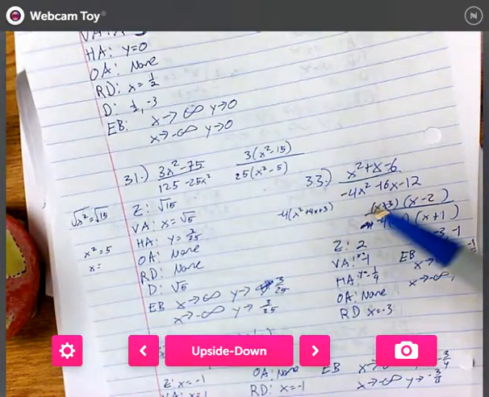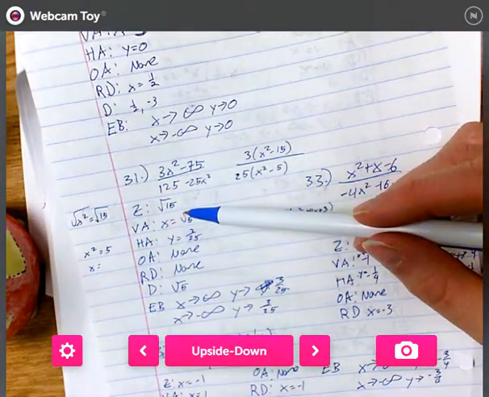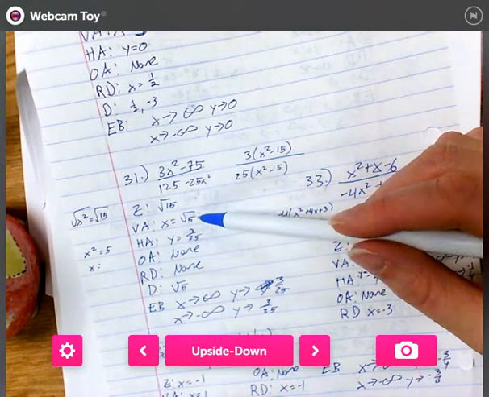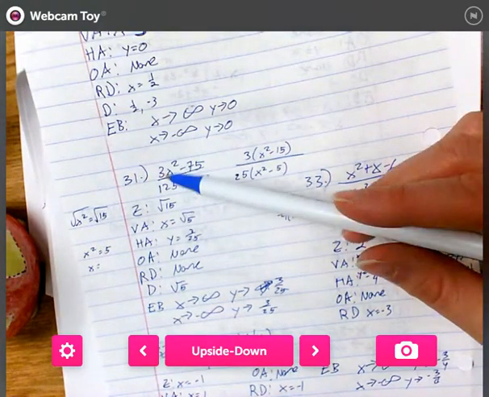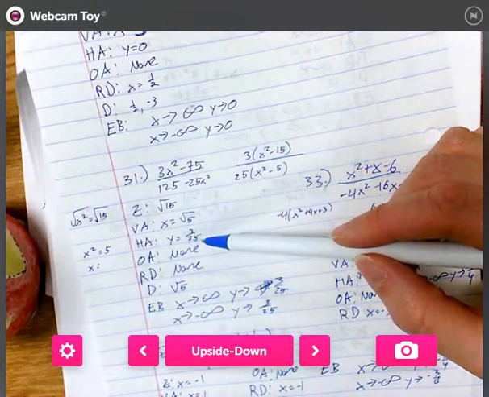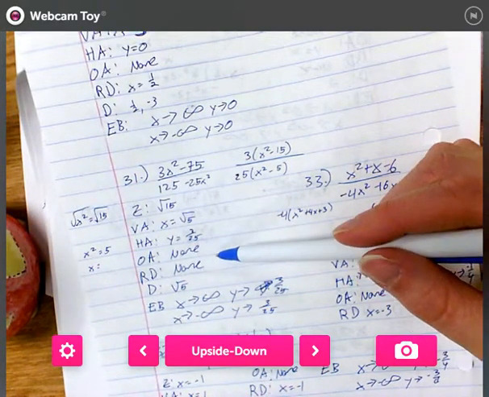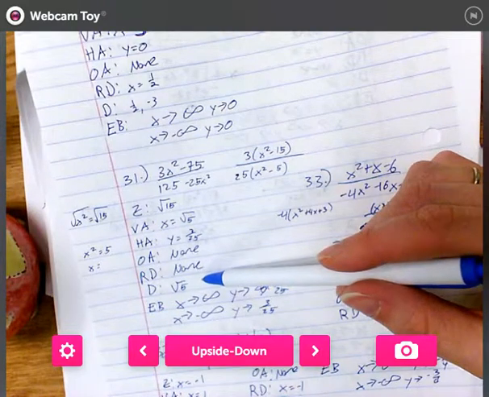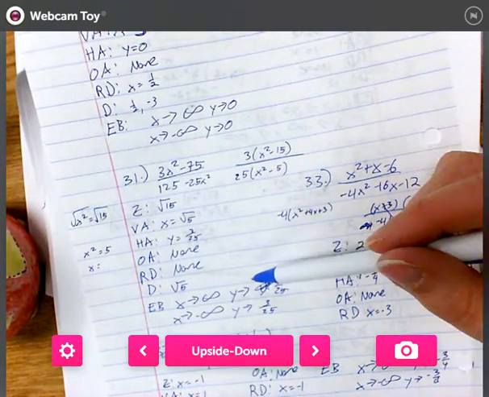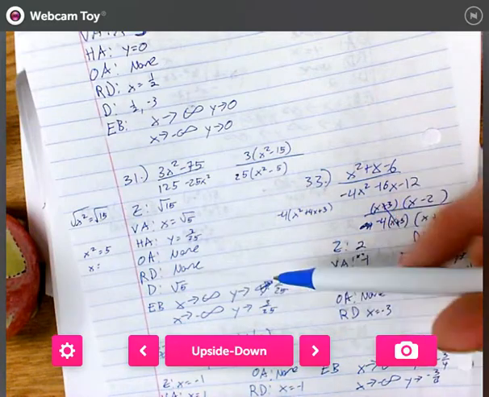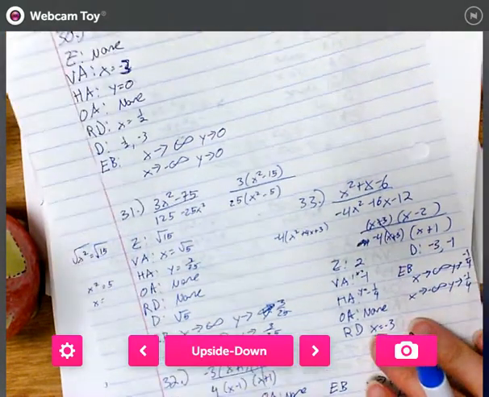31, zero is the square root of 15. You could have a decimal there if you wanted. Vertical asymptote is x equals the square root of 5. Again, decimal if you wanted. Horizontal asymptote is y equals 3/25. Oblique asymptote, none. Removable discontinuity, none. Discontinuity, square root of 5. As x approaches infinity, y approaches 3/25. As x approaches negative infinity, y approaches 3/25.